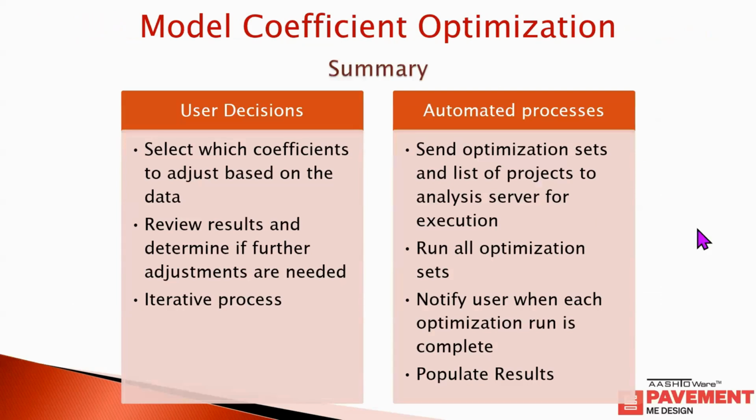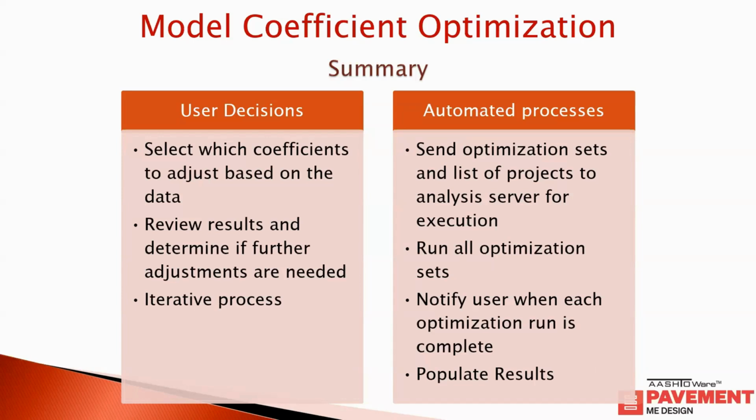And so in summary, you want to select which coefficients to adjust based on the data. So the user's making the decision which coefficients to select, whether from the transfer function or perhaps the damage model, and have an idea of what the impact is. If you decrease it, what's it going to do? If you increase it, what's it going to do? Then run it, review the results, and determine if another iteration is needed, and quite often it will be.